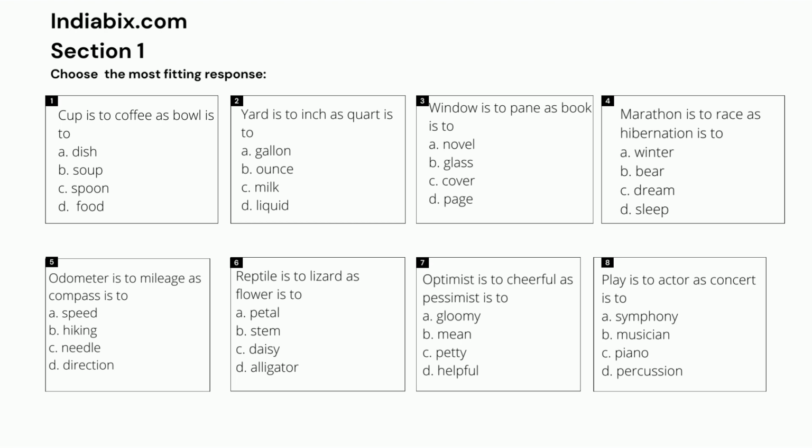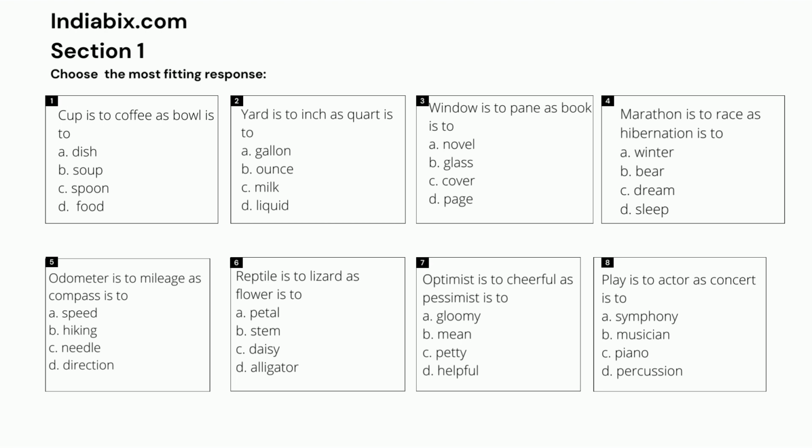Now let us look at why we would not choose the other responses. Gallon, which is choice A, is incorrect. That can throw you off because it is larger than a quart. Choices C, which is milk, and D, which is liquid, are incorrect because they are not units of measurement. Okay, are we getting this? Yep, I think we are. Number three: window is to pane as book is to.